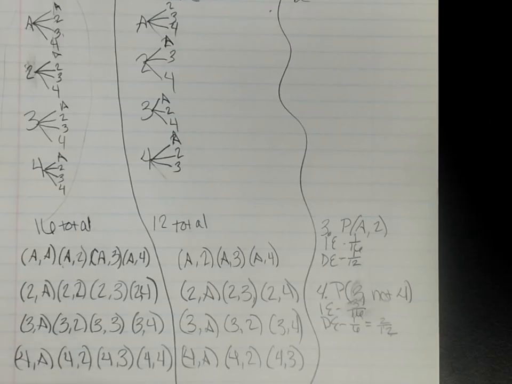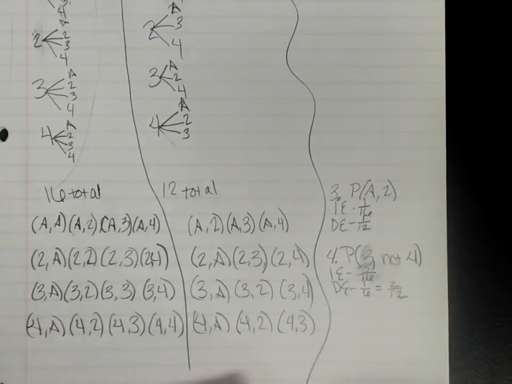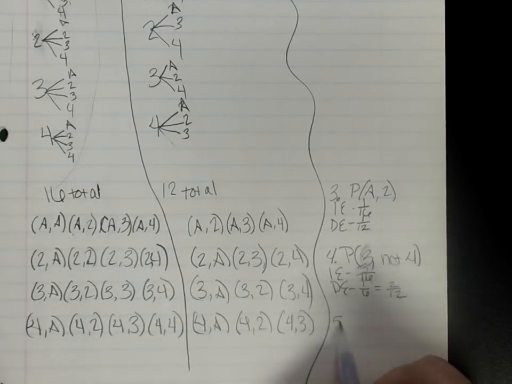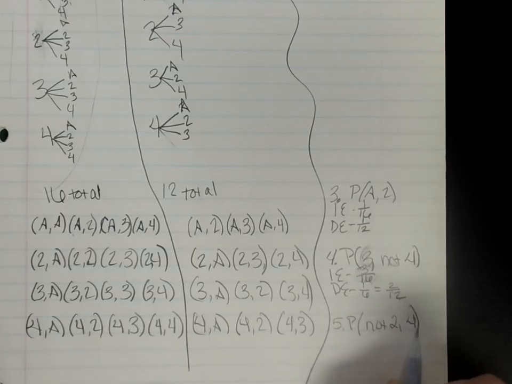You can't use the same number. So how many total possible outcomes are there? 12. Good. There are a total of 12 possible outcomes. 2 of those meet the criteria, 3 but not 4. So 2 twelfths, if you reduce that, becomes 1/6. Okay? All right, let's do the last one. Number 5. Probability of not 2, but followed by 4.